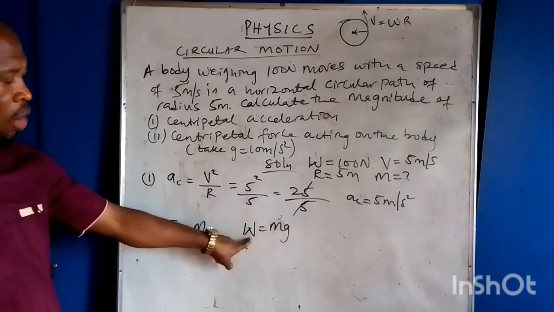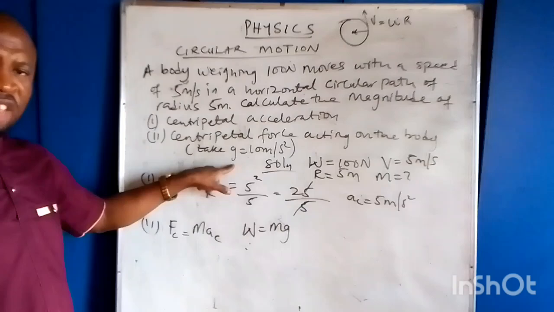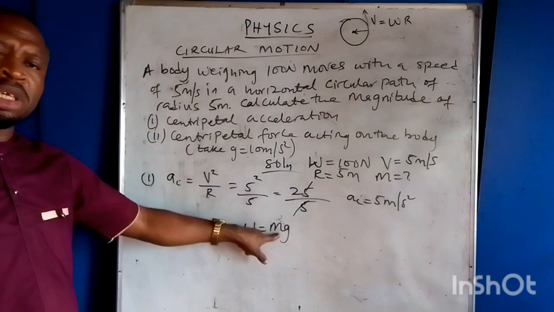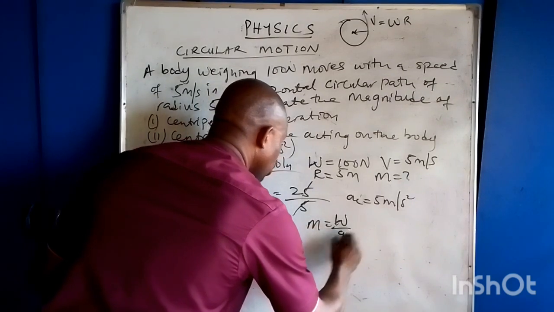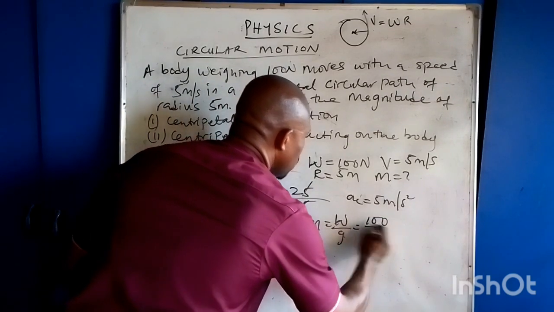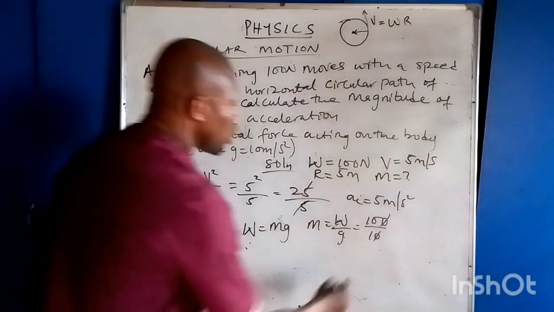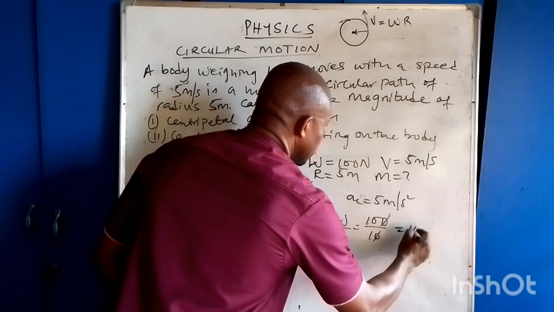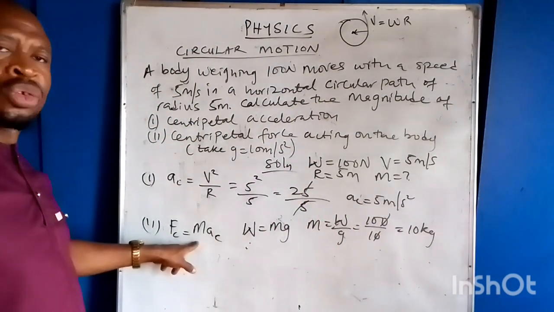Now from here, we are given weight. We're looking for mass. g, of course, we're given g here. Make m the subject. m will give us W all over g, which will give us 100 Newton over 10. 100 Newton over 10 will give us that the mass is 10 kg. We can now substitute it here.